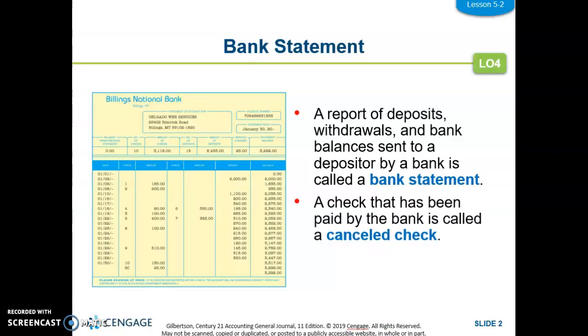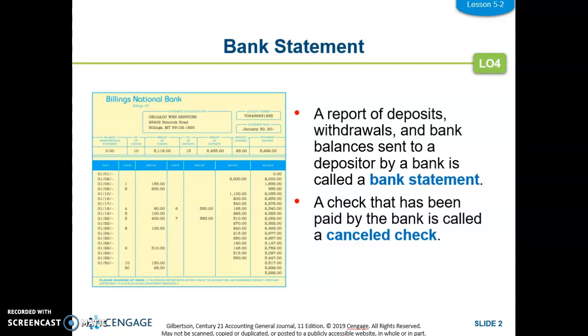A report of deposits, withdrawals, and bank balances sent to a depositor by a bank is called a bank statement. When a bank receives checks, the amount of each check is deducted from the depositor's amount. A check which has been paid by the bank is called a canceled check. The bank stamps the checks to indicate that the checks are canceled and are not to be transferred further.